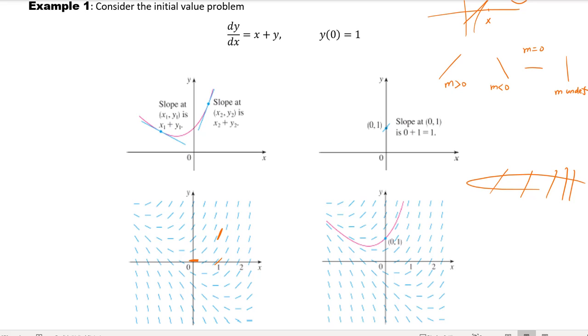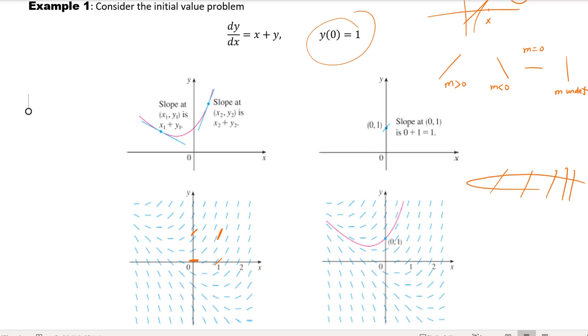When we plug in (0, 1), we also get 0 plus 1 is 1, so here we also have slope 1. So at every point in the xy plane, we can plug into the differential equation and get the slope. Once we plot all the small segments, we get a slope field like this.